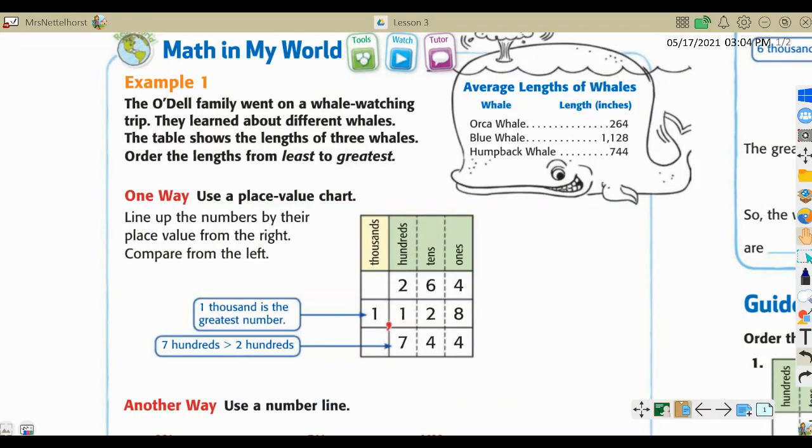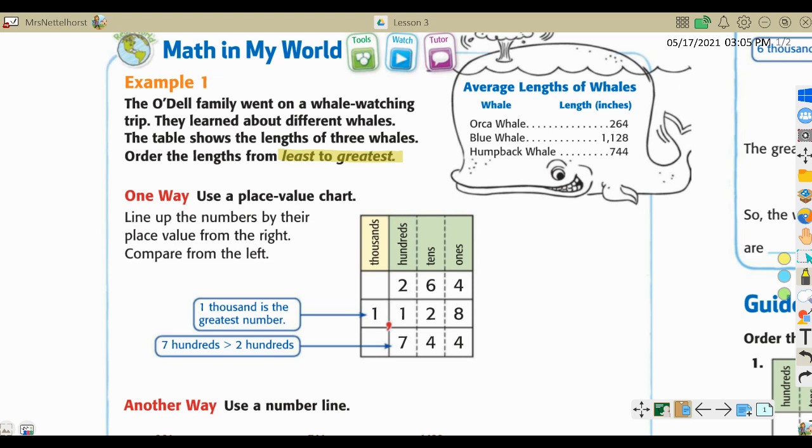Okay, so the Odell family went on a whale watching trip. They learned about different whales. The table shows the lengths of 3 whales. Order the lengths from least to greatest. Now, you always have to pay attention on these kinds of questions to what order to put the numbers in and to make sure that you do it in the right order. And that's where the hack is going to come in.